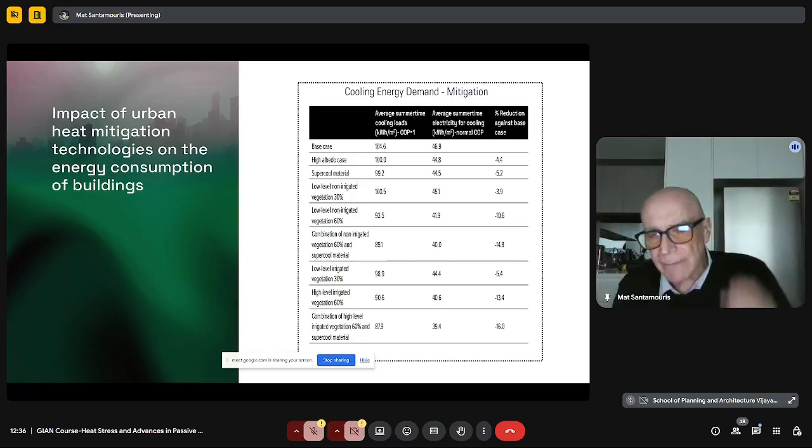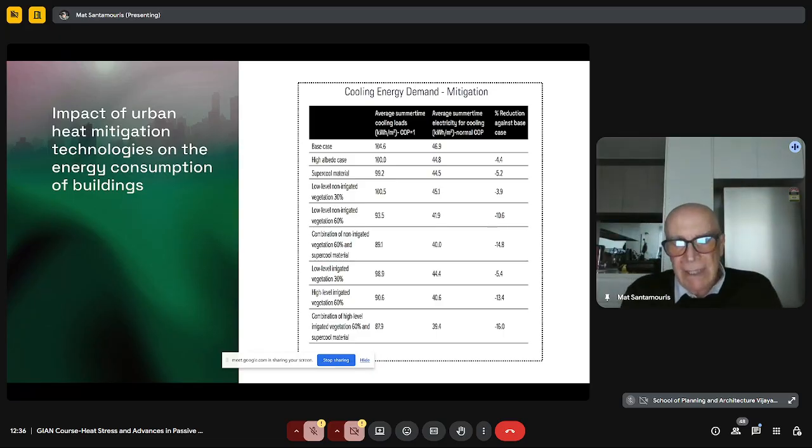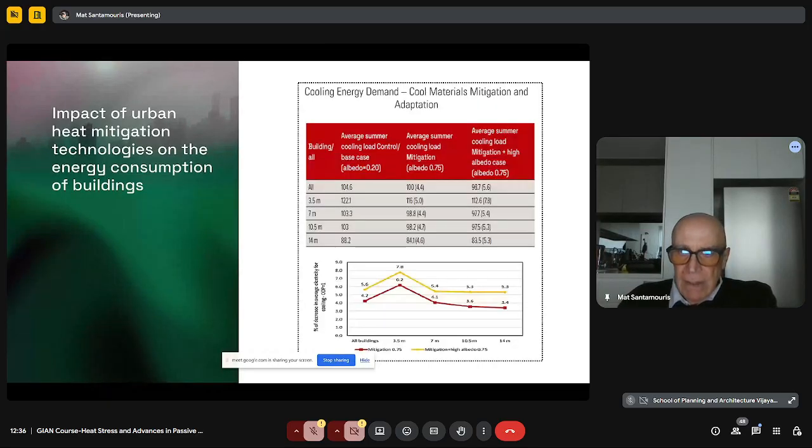You may say that 16% is not so high. It is very high. It is very high because this refers to measures taken at the city scale, not at the building scale. Decreasing the energy consumption at the city scale by using technologies which decrease the temperature of the city and not of the building is very important.